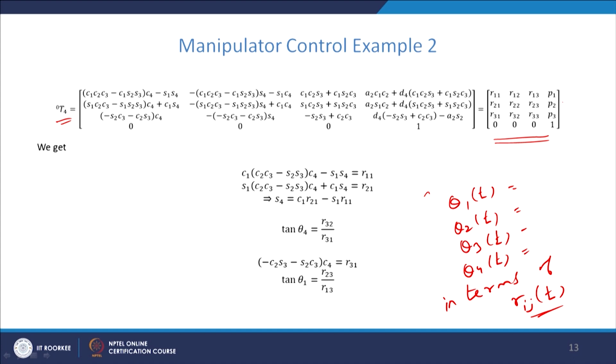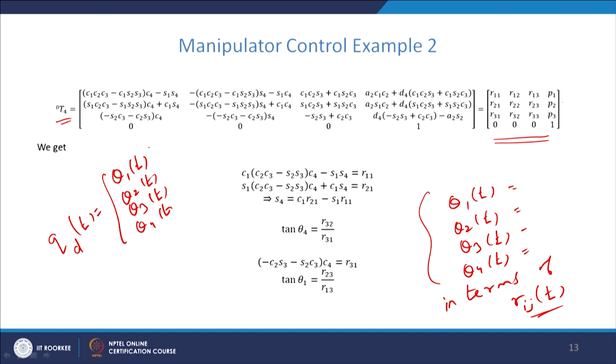So, once this is done, this is our Q desired. Q desired as a function of time is given by theta 1 t, theta 2 t, theta 3 t, theta 4 t. So, this is calculated by this one. So, the main problem here is now to give this R i j as a function of time.